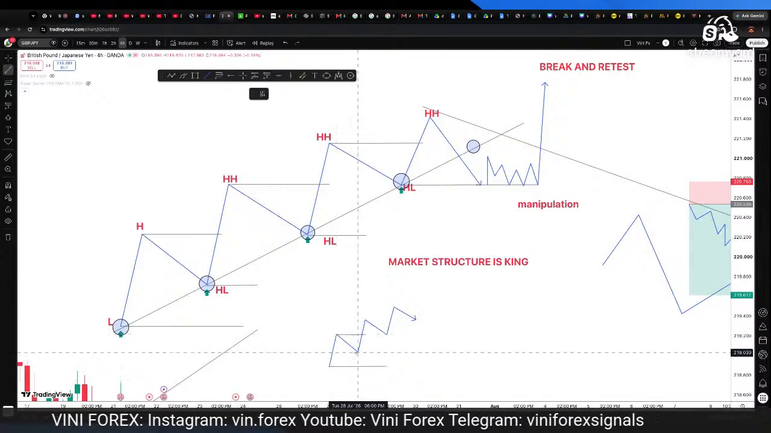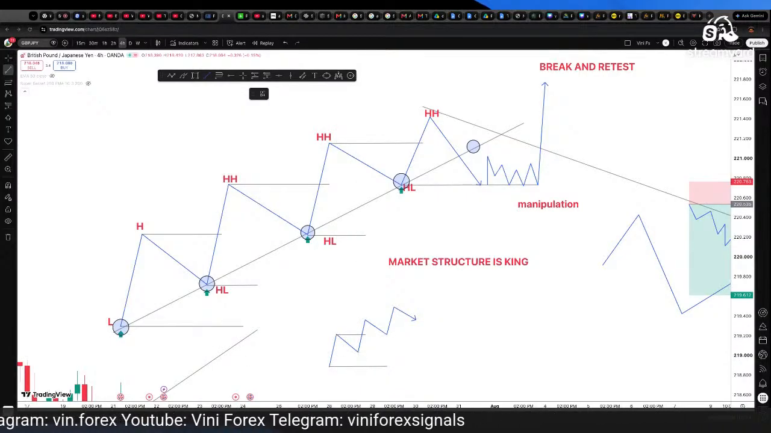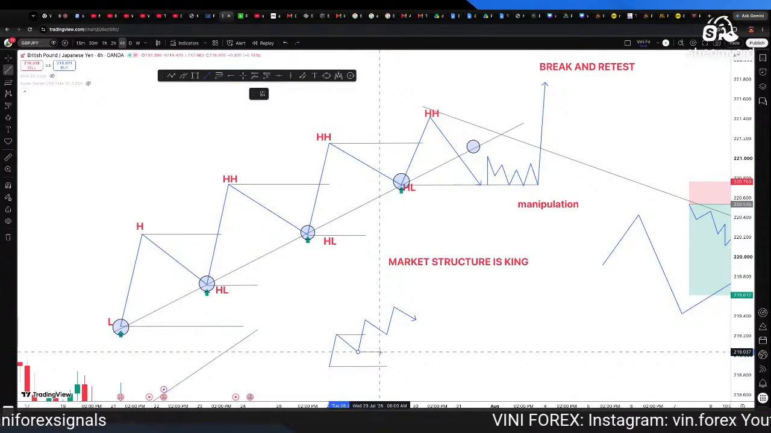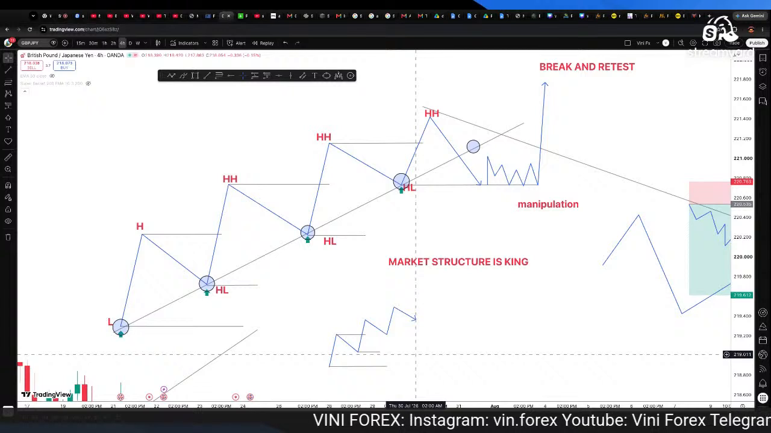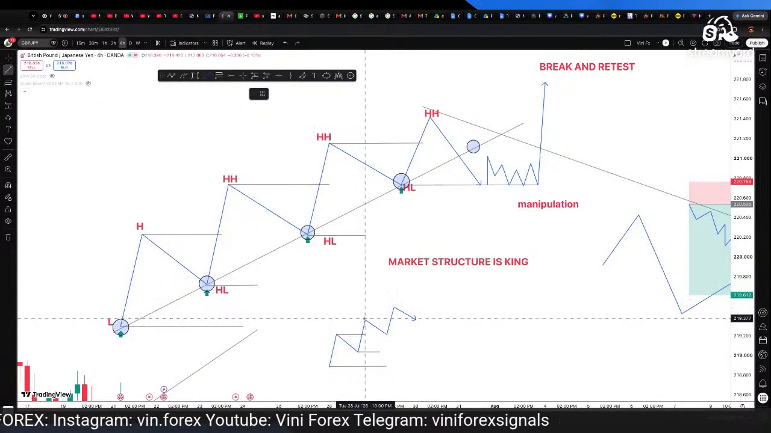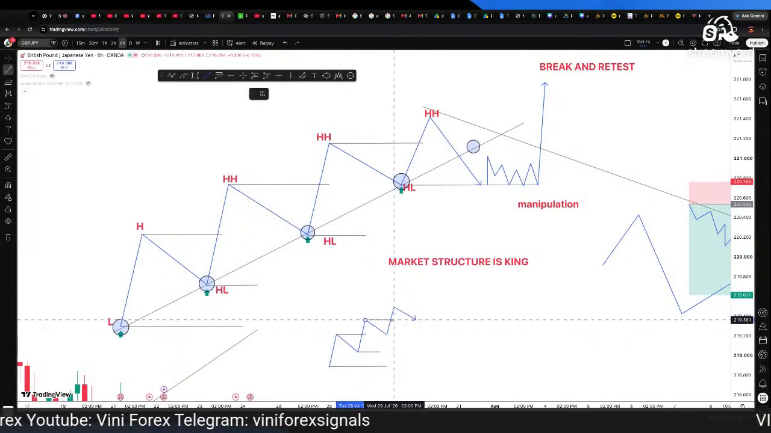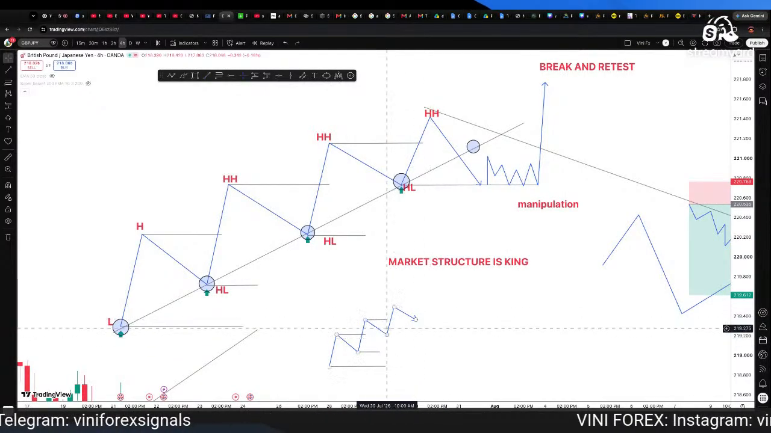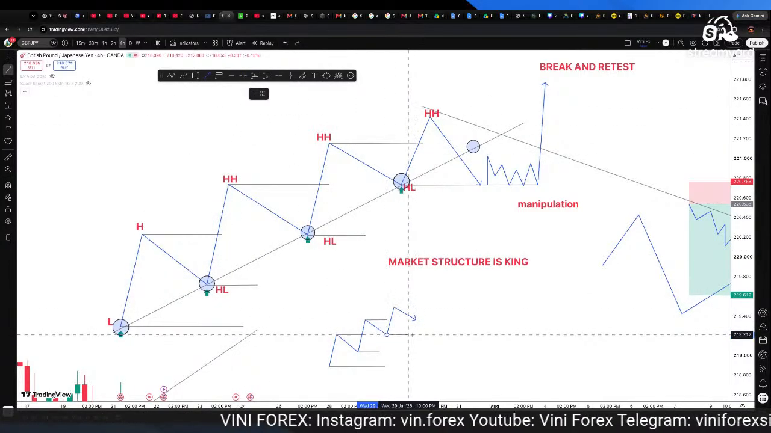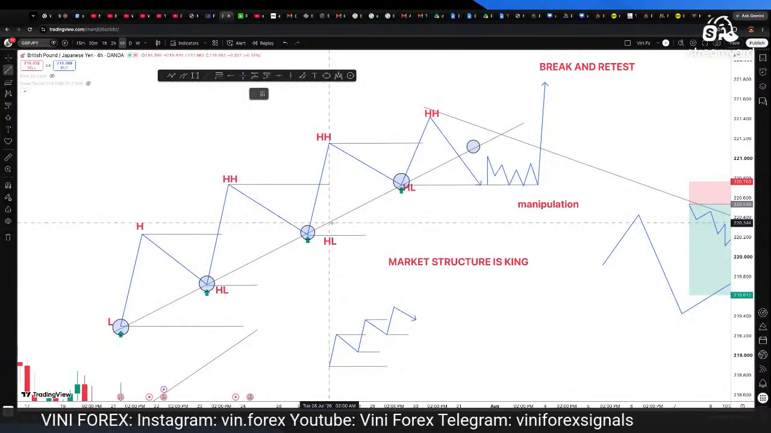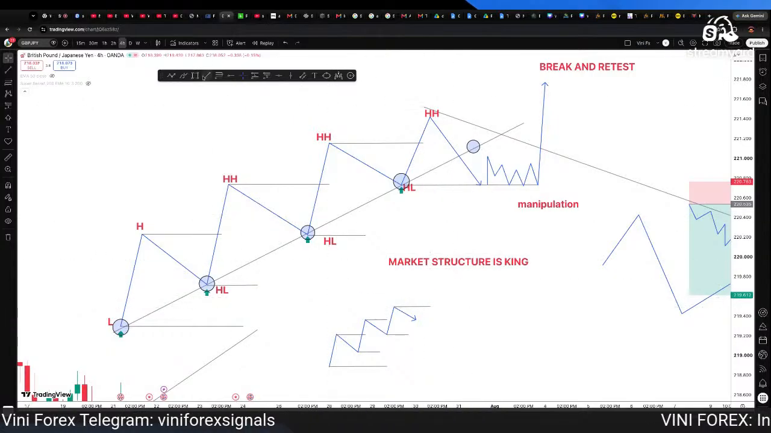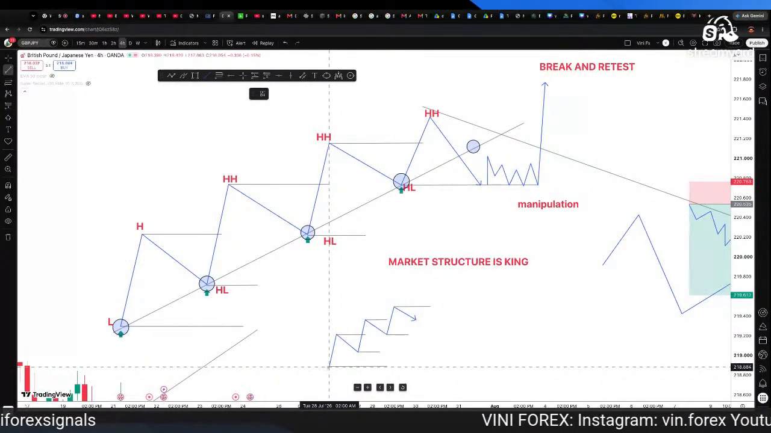After a higher high, you get your what? Your higher low. And after your higher low, you get your what? Your higher high. And after your higher high, you get your what? Higher low. And after your higher low, you get your what? Your higher high. So assuming we put our trend line there, following this market.